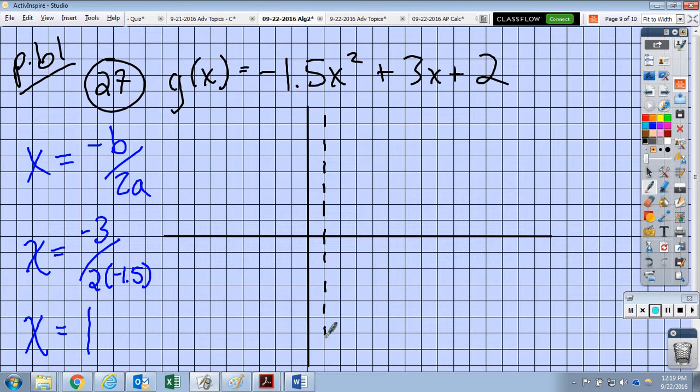How do I find the y-coordinate of my vertex if I know the x-coordinate? You make a chart. Plug it in. Yeah, plug it in. This is how you find the y-coordinate of any point if you know the x-coordinate. So let's go ahead and do the chart. So we have our XY chart.